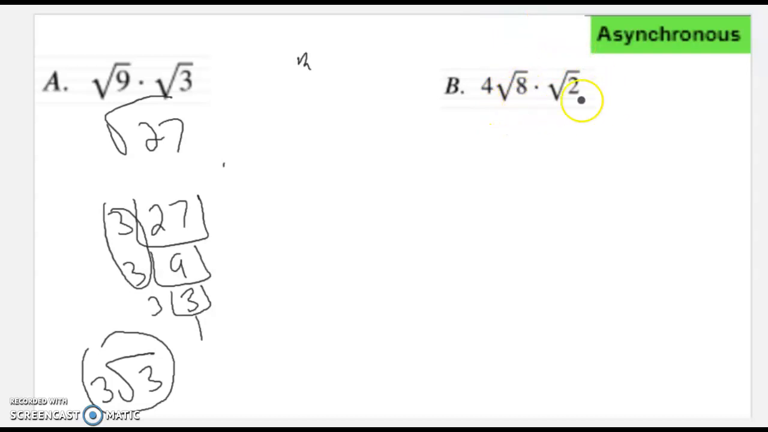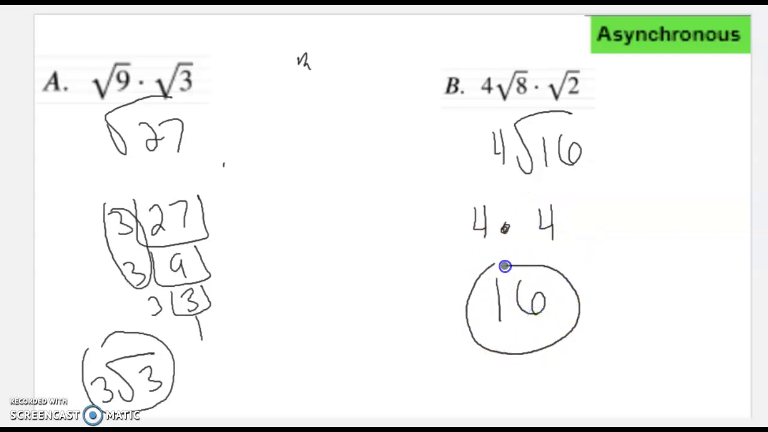All right, here we're just going to, again, multiply what's inside the radicals here. So we're going to have the 4 on the outside. 8 times 2 is 16. And we should know that 16 is a perfect square. If you needed to do the radicals to break it down, you would still find the square root of 16 is 4. So the square root of 16 gets us 4 here. And then we're going to have 4 times 4, which is 16.